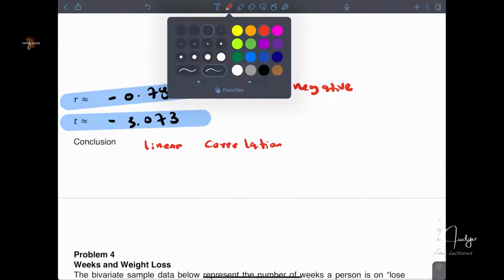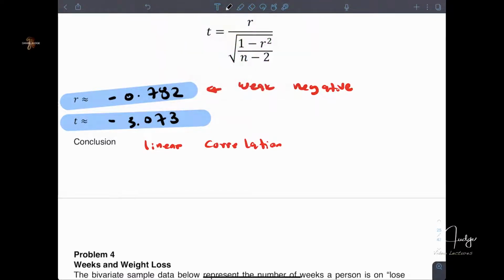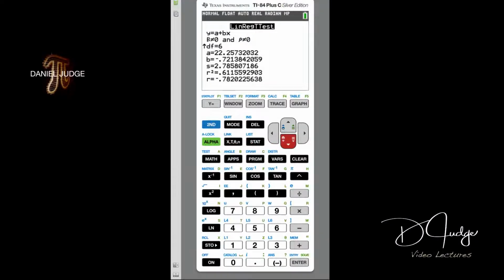Now, what's the regression line? They're going to want to know the regression line too. In your TI, it's A plus BX, and you can see that in the calculator. It's y equals A plus BX. The A value, to the thousandths, is 22.257. Your B value is actually a negative value, so it's minus 0.721, and then that's times x.